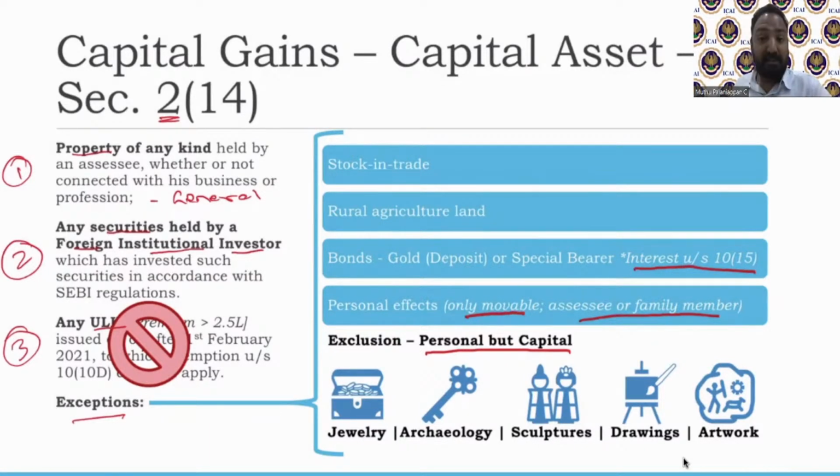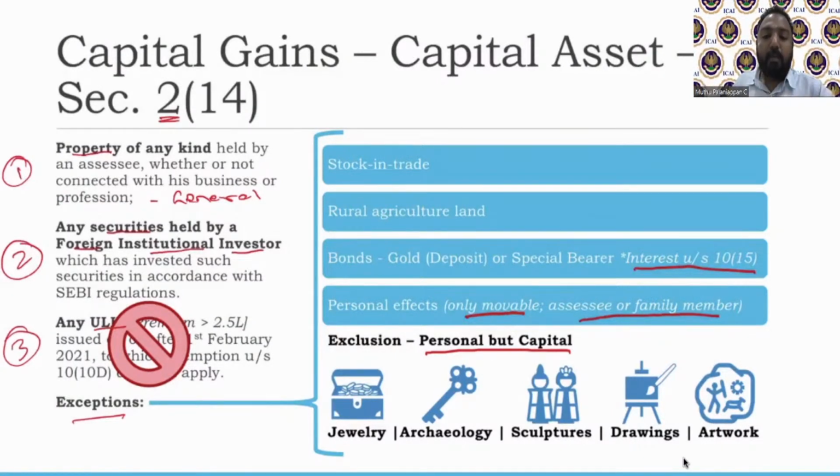And personal assets, which are movable, belonging to the assessee or a family member, are not capital assets. But there is an exception to that exception: jewelry, archaeological collections, artwork, drawings or sculptures are capital assets, even though they are personal. Clear? So this is the base understanding of capital asset.